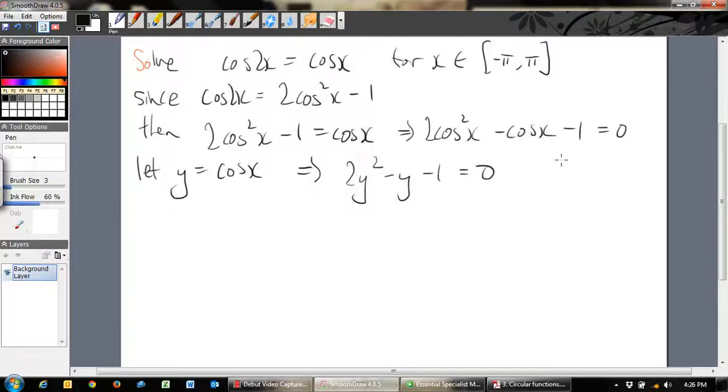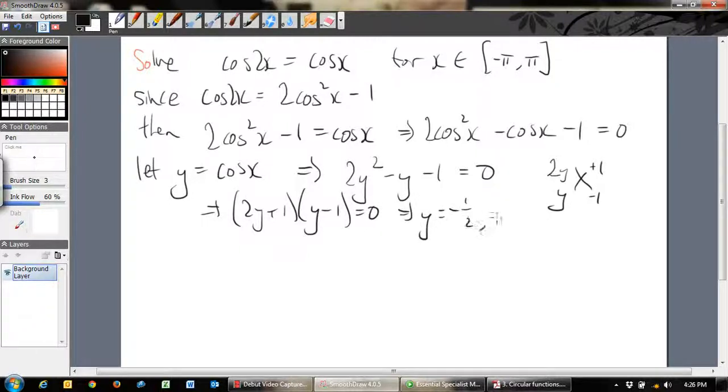Now this just looks a bit easy to solve, okay? So we've got 2y and y, we've got 1, 1, and we have to get negative 1, so we want negative 2 plus 1. And so what you get is 2y plus 1, y minus 1 equals 0. Therefore y equals negative half or 1. Okay? Now we're not finished yet. y is equal to that. What was y? y is cos x. So therefore we've got cos x is equal to negative half, or negative 1. Let's do it one at a time.